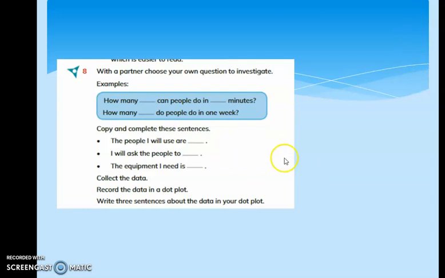Here we can take the number of lines a child can read in 5 minutes. A child from class 4 can read in 5 minutes.